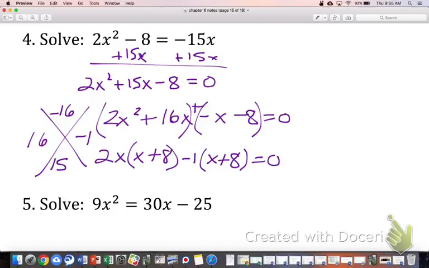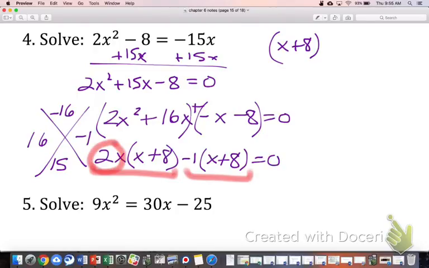And then I just need to do a GCF one more time. If you notice, between those two terms, there is a common factor. The common factor is x plus 8. So as I factor that out, it would be x plus 8. The leftovers would be 2x and minus 1. So it would be x plus 8, parentheses 2x minus 1 is equal to 0. So that's the full factoring.